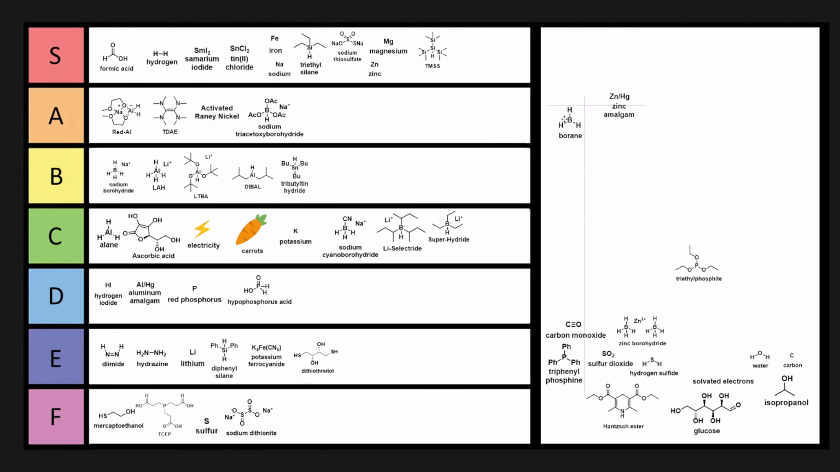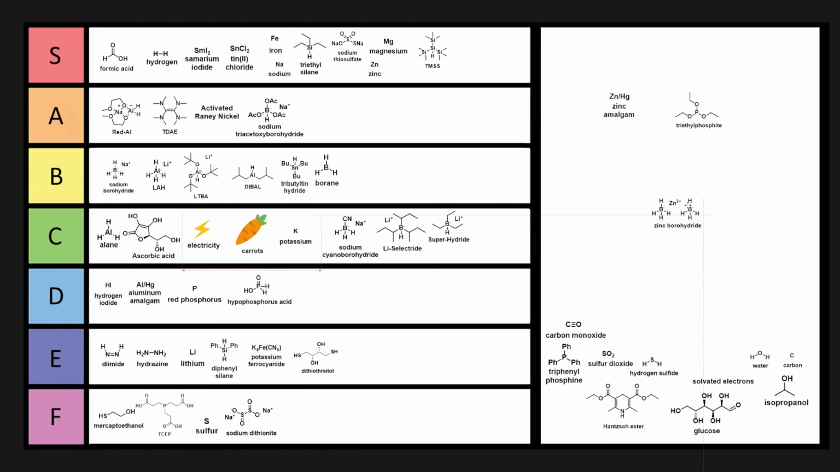Now, borane is really toxic. It's a volatile form of borohydride. It usually exists as diborane on its own, but it's also available as a number of different complexes. You can do hydroboration reactions, which are really useful in organic chemistry. And because it starts with a B, we're going to put it in B tier.